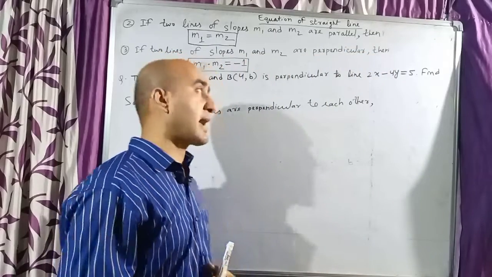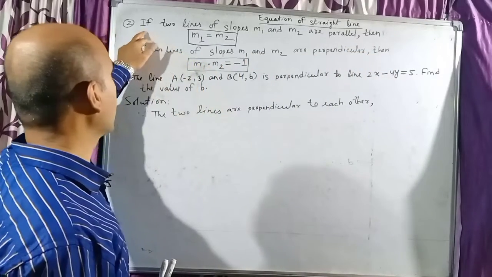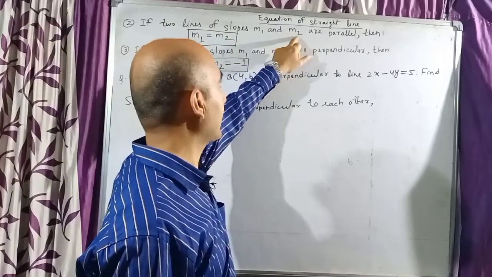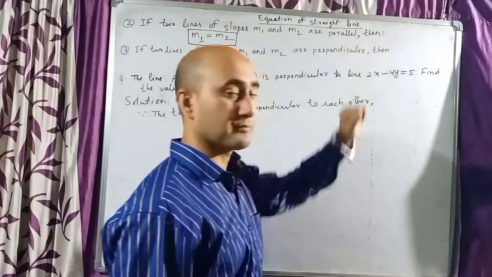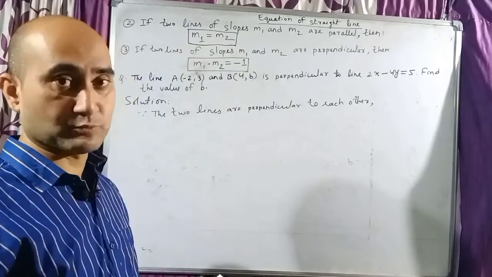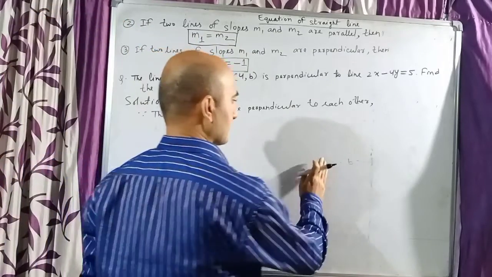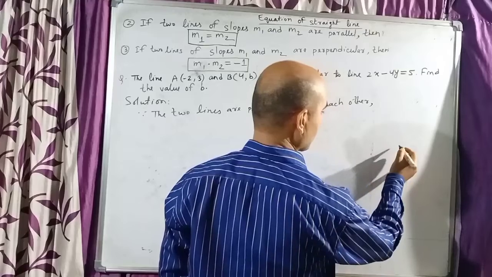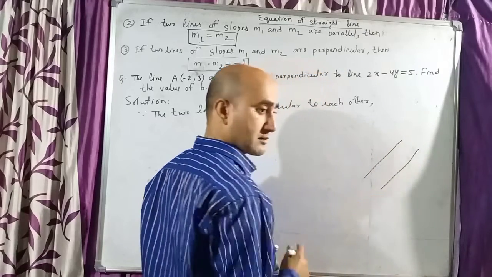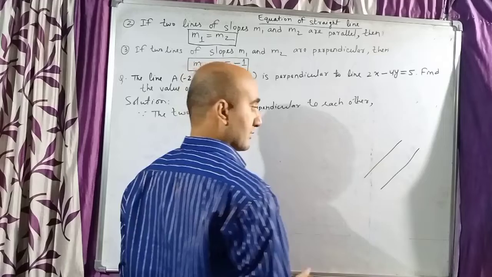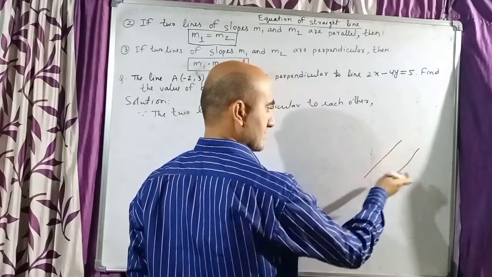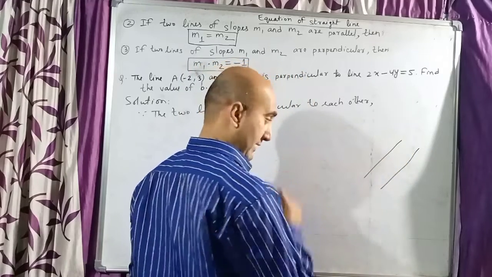So children, here I have a formula for you. If two lines of slopes m1 and m2 are parallel, then m1 equals m2. Now children, one small example I want to give you. Think of two sloping lines, you can see they are parallel to each other. You can see the distance between them is being maintained.